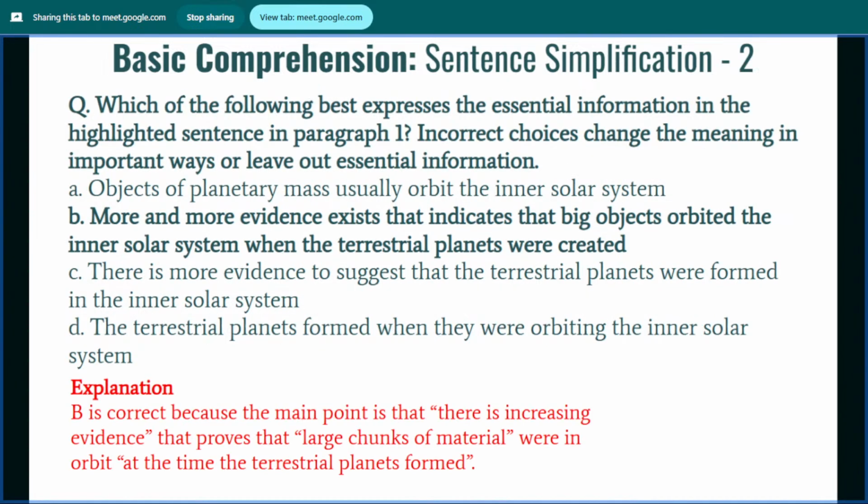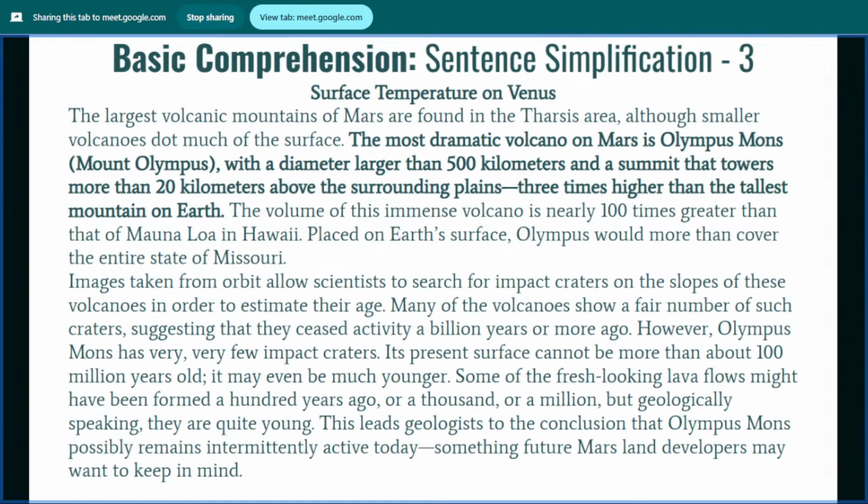Yeah, ma'am. Very good. Okay, because the main point is that there is increasing evidence that proves that large chunks of materials were in orbit at the time the terrestrial planets formed. Correct? So that becomes your correct option to select over here. Okay, quickly one more.